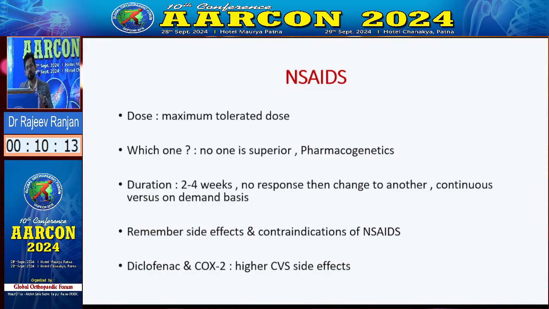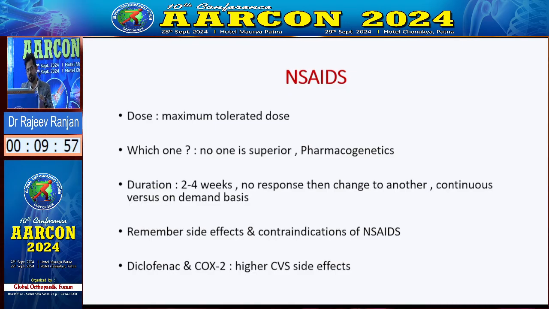There is a pharmacogenetic aspect to NSAIDs. Some patients respond very well to one particular NSAID. Some may not respond at all to that particular NSAID. So here comes the role of pharmacogenetics. You have to give it for at least 2 to 4 weeks. This is the first line of treatment.